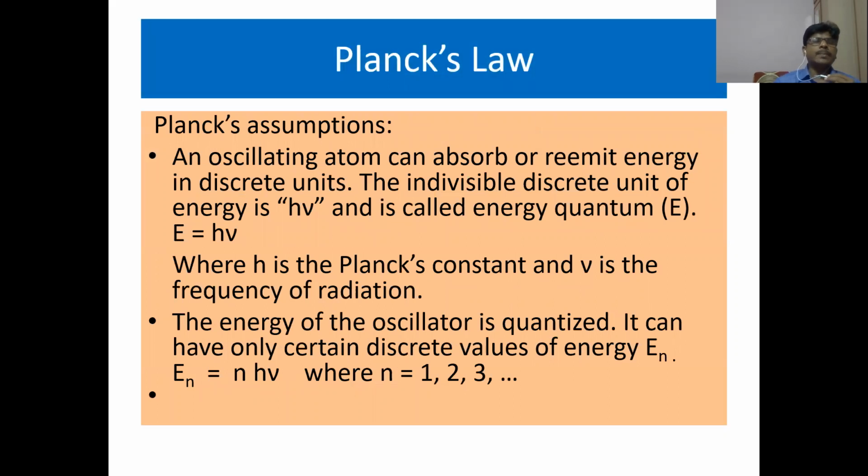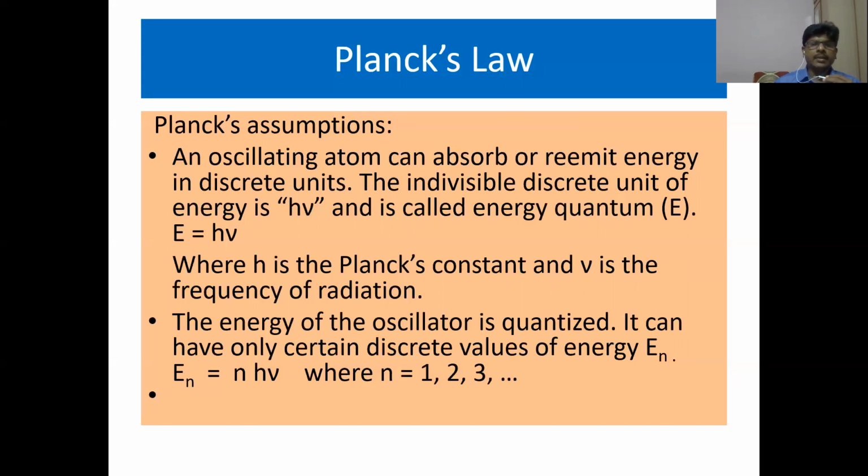What were the assumptions made by Planck? The first one is that an oscillating atom can absorb or re-emit energy in discrete units. The indivisible discrete unit of energy is h nu and is called energy quantum E. So the formula we arrive at is E is equal to h nu, where h is the Planck's constant and nu is the frequency of radiation.